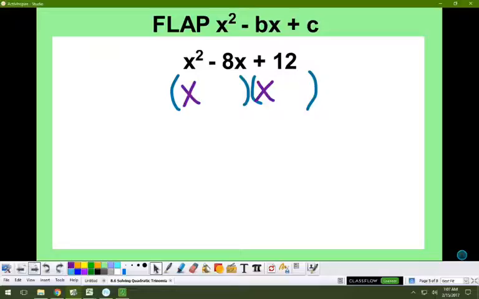Okay, then we're going to do the same thing we did a while ago. We're going to draw an x out to the side. And I'm going to look at the very last number, which is 12, and the middle number, which is -8.